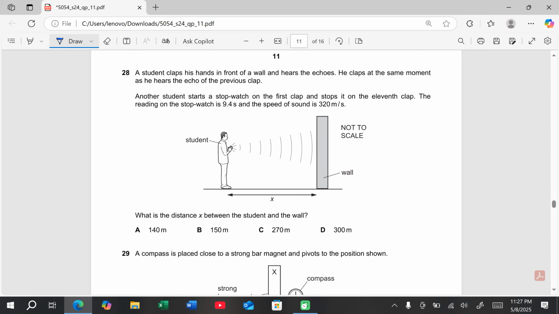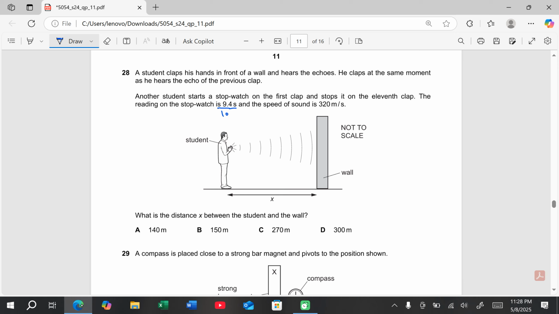A student claps his hand in front of the wall and hears an echo. He claps at the same moment he hears the echo of the previous clap. Another student starts the stopwatch on the first clap and stops it on the 11th clap. The reading of the stopwatch is 4 point this, and the speed of sound is given. What is the distance x between the student and the wall? Since it's going to be like 10 total distances that are going to count, I'm going to divide time by 10.